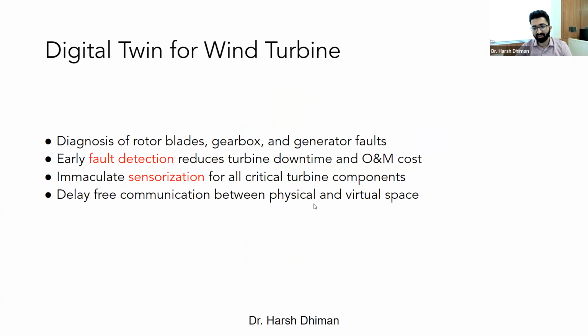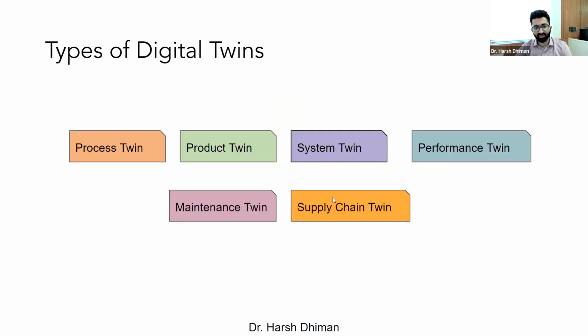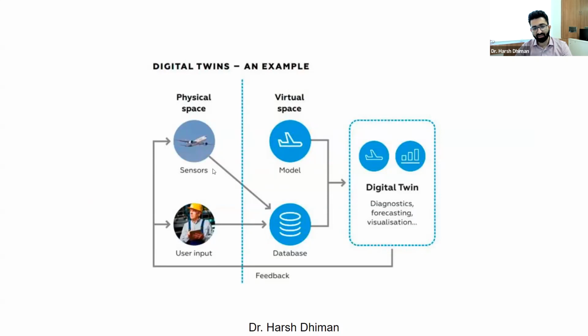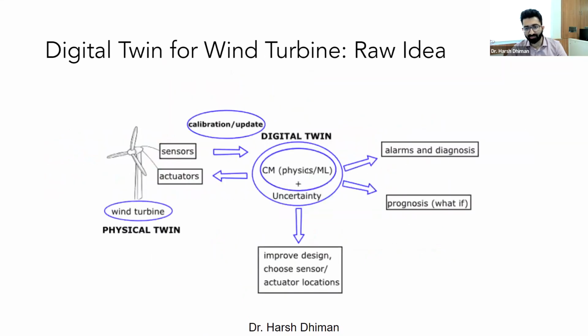Delay-free communication between physical and virtual space. As you can see from this particular slide, the transfer or communication of data via sensors has to be wireless. Whatever data you collect from the sensors needs to be transferred to your virtual model where you have deployed your machine learning algorithm. So this has to be delay free. You cannot expect a lot of delay in the transfer of data from the physical space to your virtual space. So that is one of the objectives.